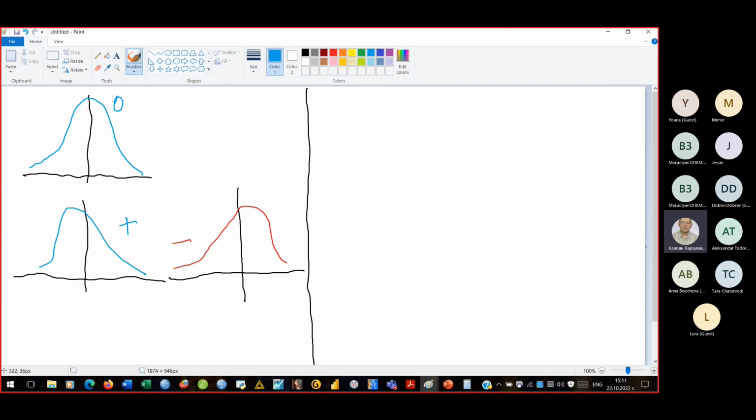The other indicator is about kurtosis. Kurtosis means where is the top of this distribution, and we can have two possibilities. First one, sharp distribution.